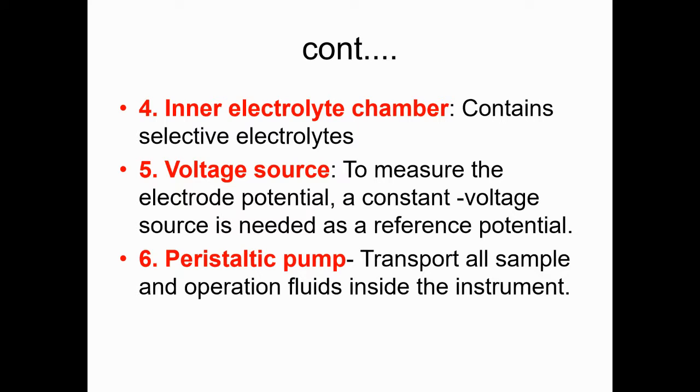The voltage source is meant to measure the voltage, the electrode potential. A constant voltage source is needed for a reference potential. Okay, the voltage has to be supplied constantly. Okay, then only will that reference potential function. And then the sixth point is nothing but the peristaltic pump.